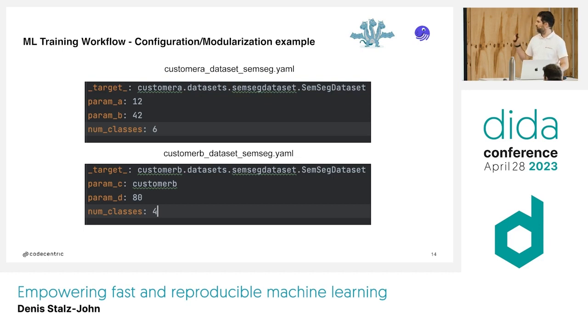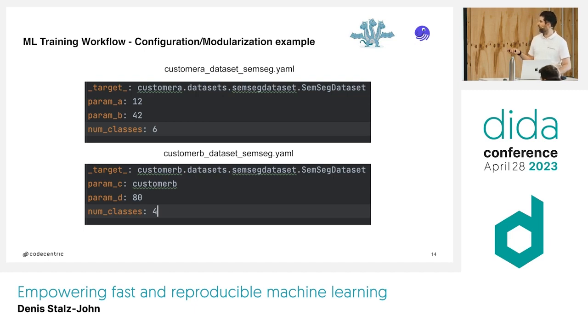What we are doing here with Hydra, we are first implementing two different semantic segmentation data sets, one for customer A and one for customer B. I may have changed the names, but it's only an example. These are completely different Python classes, which take care of loading and transforming the data in a way that it can be passed to a model. And they are stored in two different YAML files.